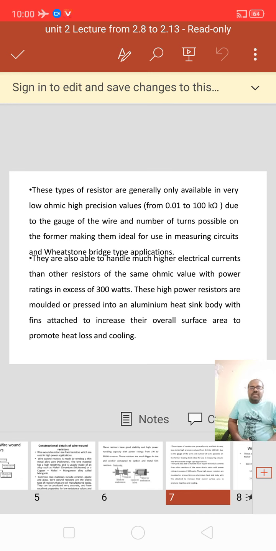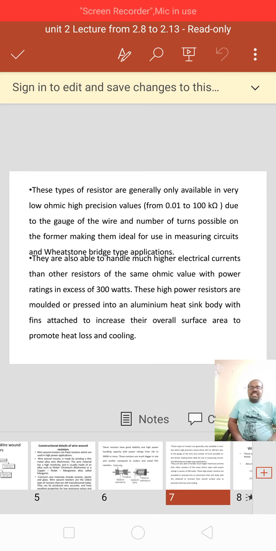These high power resistors are molded or pressed into an aluminum heat sink body with fins attached to increase their overall surface area to promote heat loss and cooling. The most important feature is that it promotes heat loss as well as cooling.